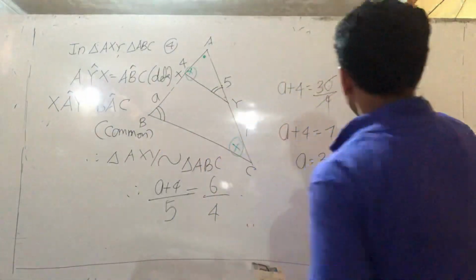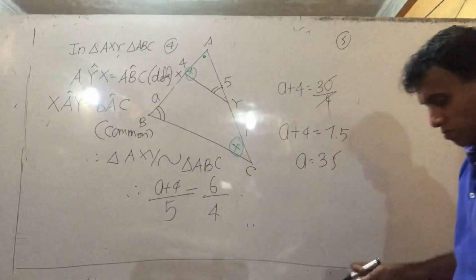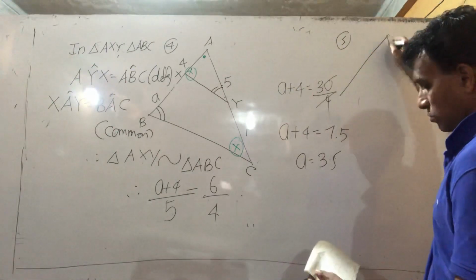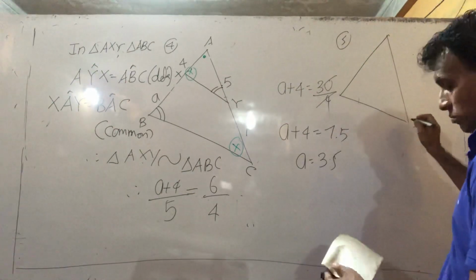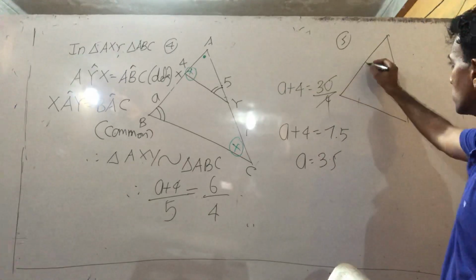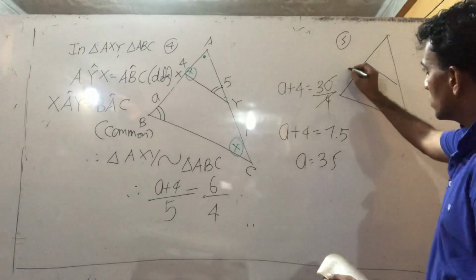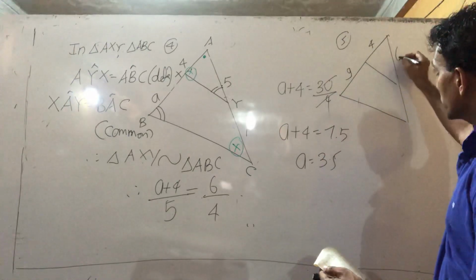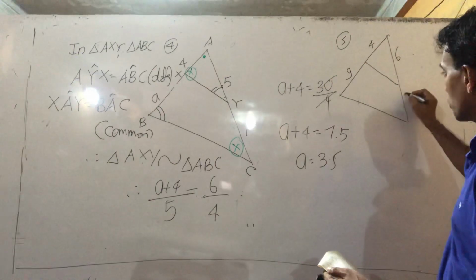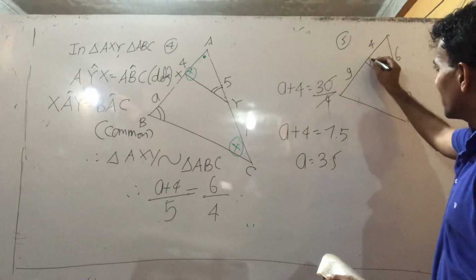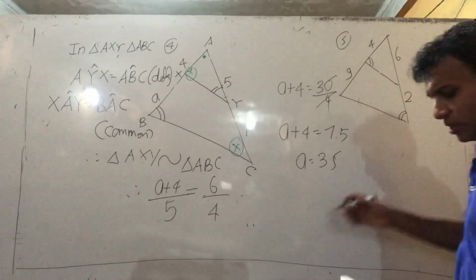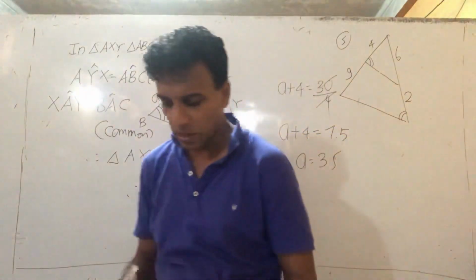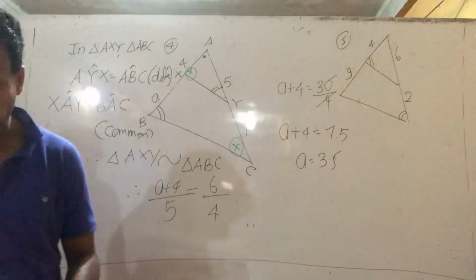Next question 5. This is G, here 4, here 6, here 2. Try to find the G value straightaway, without showing the similarity. Find the G value.